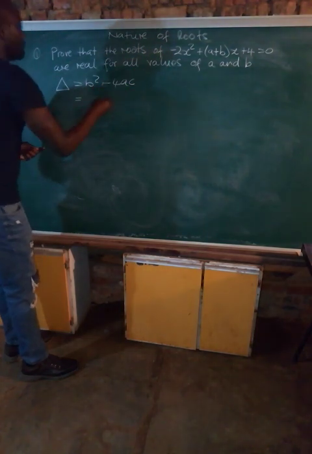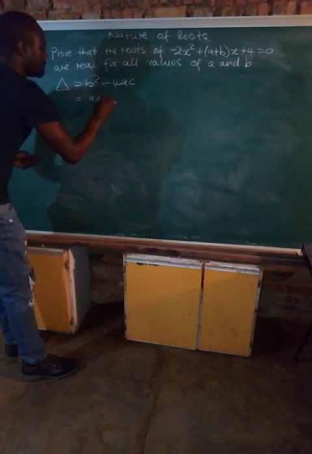b is (a + b), so b squared is (a + b)². Minus 4a, where a is -2, and c is 4. So this is 4 times 4, 16, times 2, 32, a negative and a negative, we get a positive here. So our delta is (a + b)² + 32. So this is our delta now.